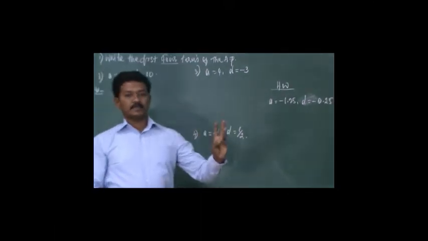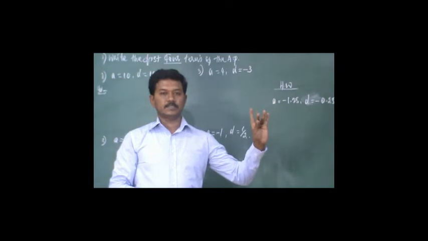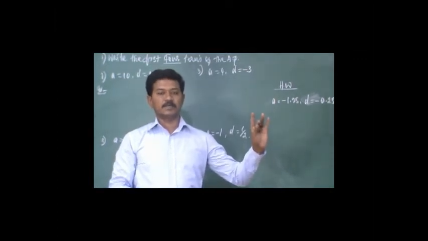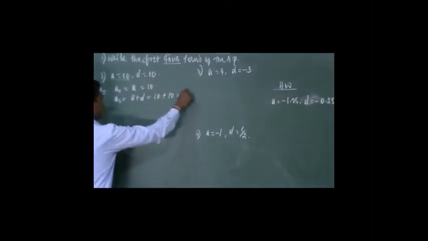First 4 terms of the AP come like this: first term is a, second term is a plus d, third term is a plus 2d, and fourth term will be a plus 3d. You have to find out all these 4 terms. Here a is already ready, that is first term, a1 is equal to a is equal to 10. So we have got the first term here. Second term is a plus d, where a is 10 and d is 10. So 10 plus 10 is 20.